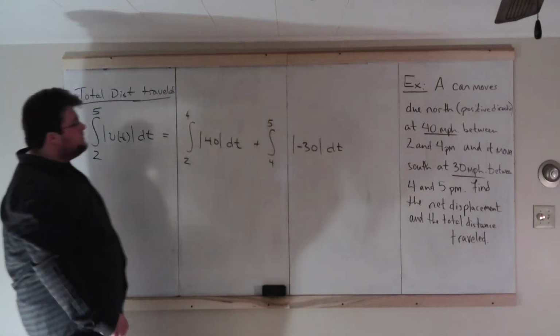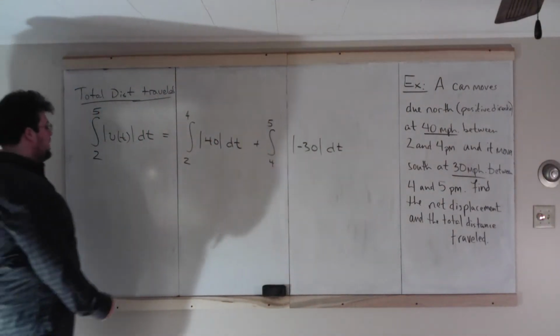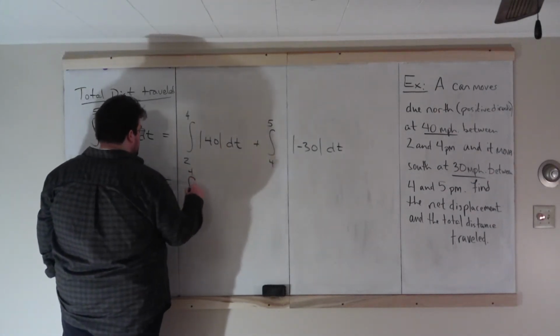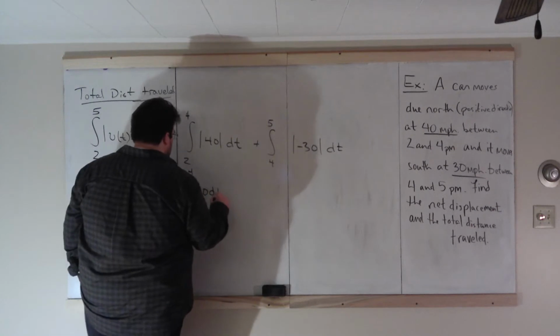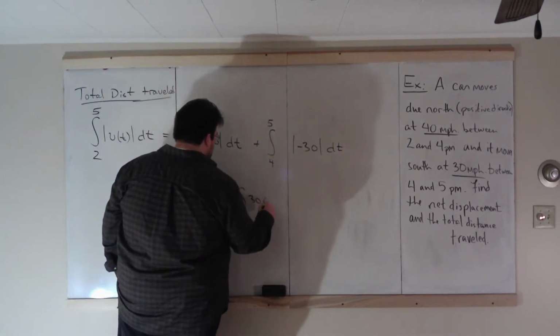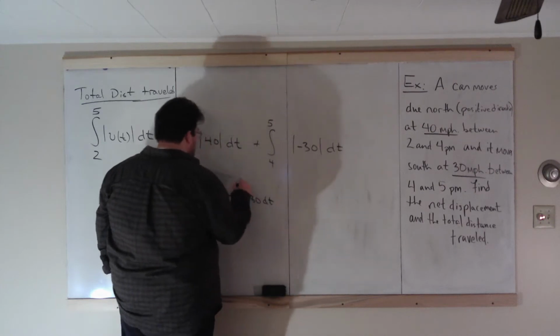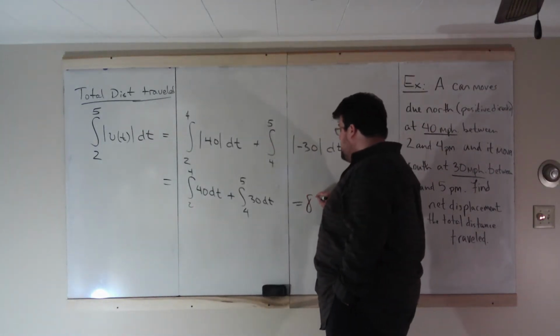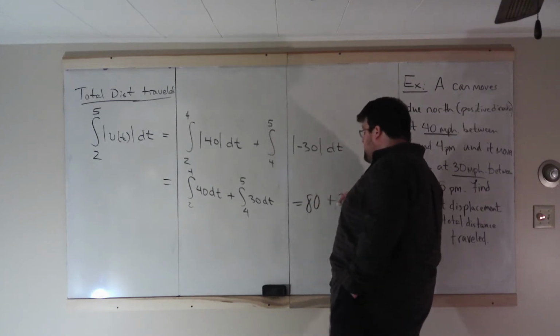So we haven't taken absolute values yet, but now we can. Absolute value of 40 is 40. Absolute value of negative 30 is 30. And here, what do you get? Well, you get 80 plus 30. Maybe I'll write that out.